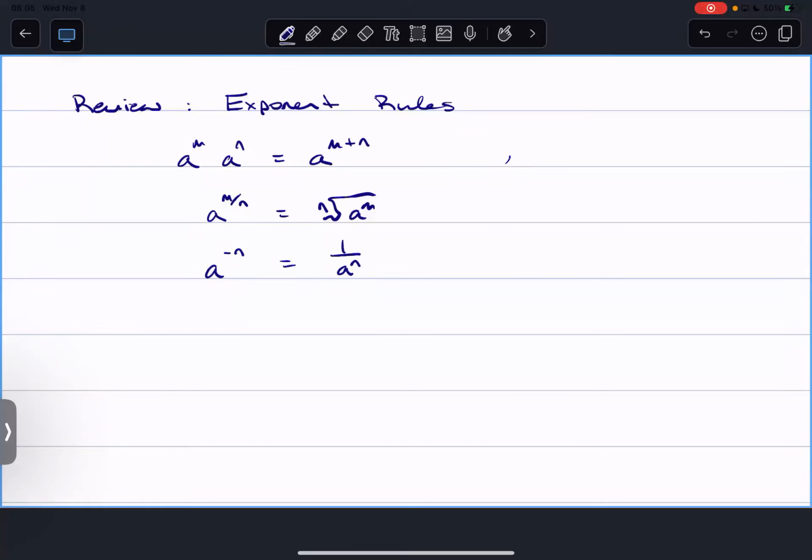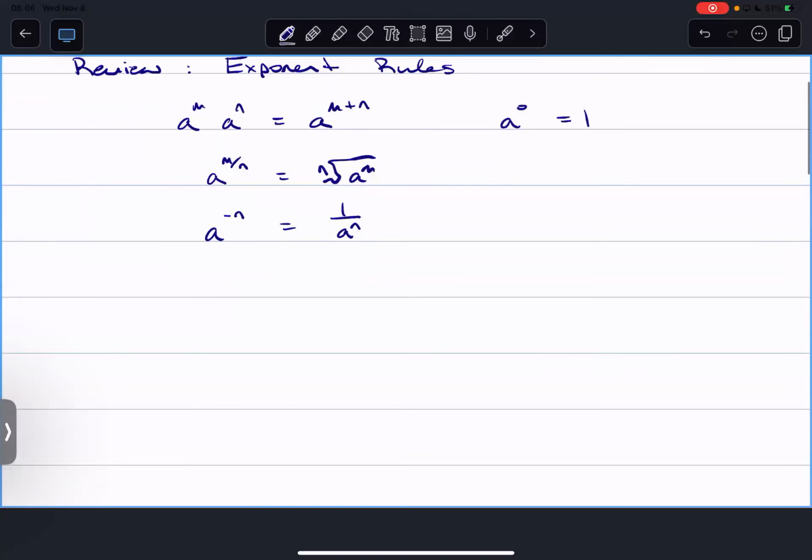And then, of course, a to the zero is one. That's a good one to remember. Right. And we worked through examples using exponent rules, and we used exponent rules to show why you can cancel things in the numerator and the denominator as long as you're multiplying or dividing, right? Because division is just a special case of multiplication. And so from here, we can do a lot of damage.